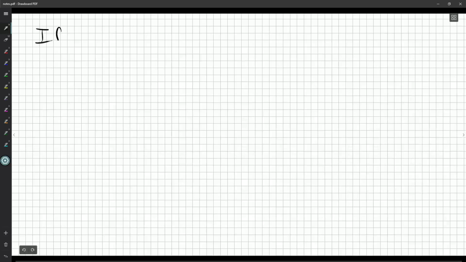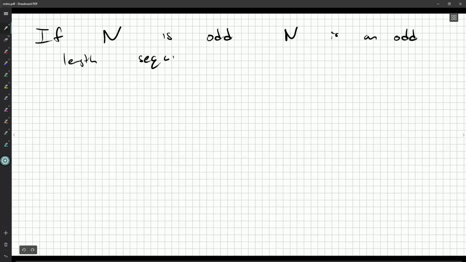Another thing I can make, because we did this with 5: if n is odd, n is an odd length sequence. But the same is not true if n is even. If n is even, I can't just stick that number there. 2 is not a good sequence. So there's something special that happens if n is odd. You get this sort of extra little bit.